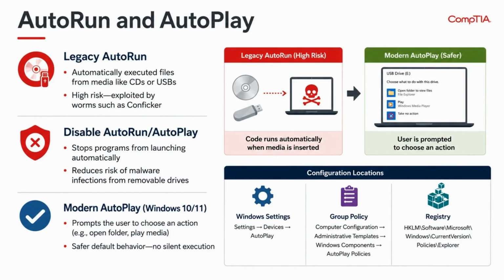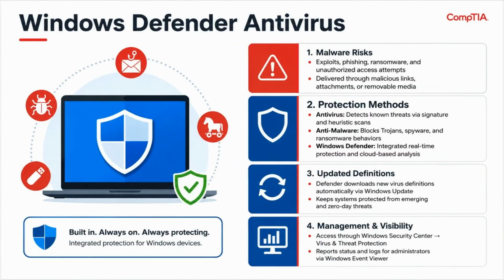Modern autoplay in Windows 10 and 11 instead prompts the user to choose an action, like opening a folder or playing media, a much safer default with no silent execution. You can configure this through Windows Settings, Devices, Autoplay, through Group Policy, or directly in the registry. Malware risks include exploits, phishing, ransomware, and unauthorized access attempts, often delivered through malicious links, attachments, or removable media.